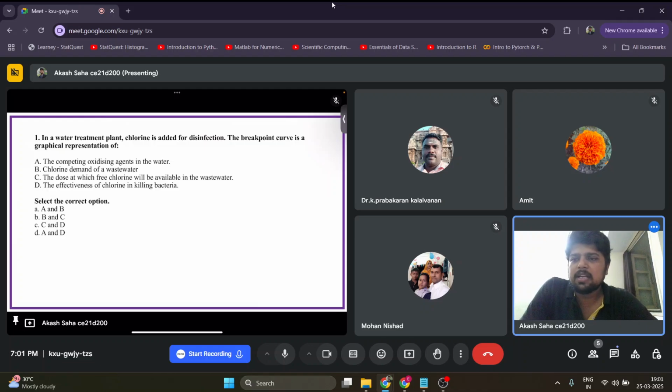It says that in a water treatment plant, chlorine is added for disinfection. The breakpoint curve is a graphical representation of: A, the competing oxidizing agents in the water; B, the chlorine demand of wastewater; C, the dose at which free chlorine will be available in the wastewater; or D, the effectiveness of chlorine in killing bacteria. So you have four options: A and B, B and C, C and D, and A and D. So please tell me what does this breakpoint curve represent?